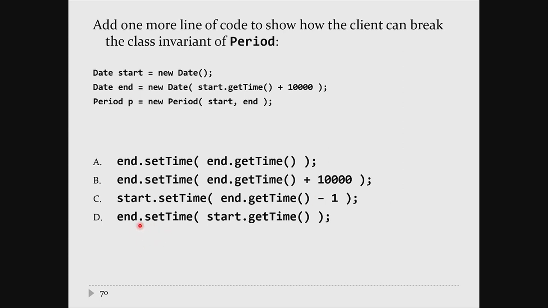But the last one sets the end time to the start time. In other words, the start time is not before the end time anymore. Now the weird thing is that you're using end and start here, you're not actually accessing a field of p. But because p.start is start, and p.end is end, line d causes the Period class to no longer be able to guarantee that its invariant is true. If you ask the Period object p for its end and start time, when you use end to change the end time, the Period's end time will actually change. So in this case, it's d. Line d will cause the invariant to no longer hold.